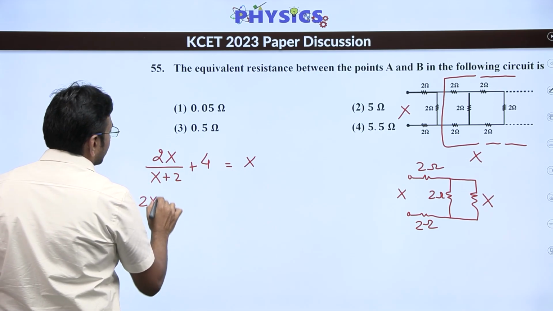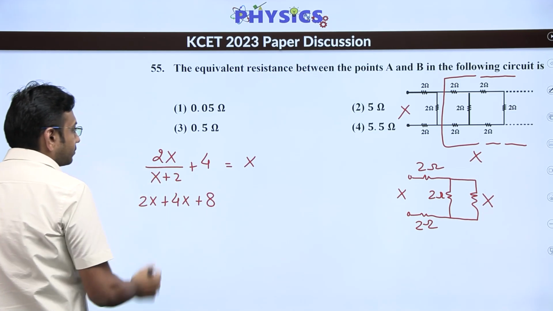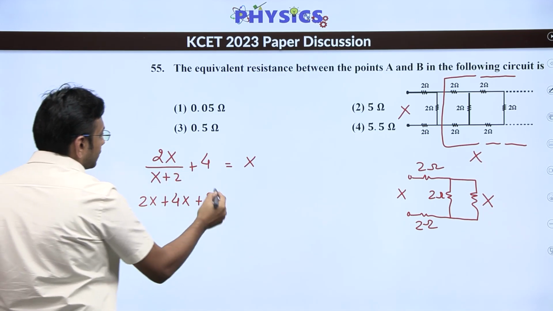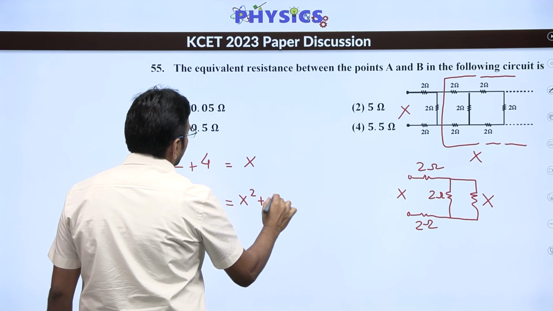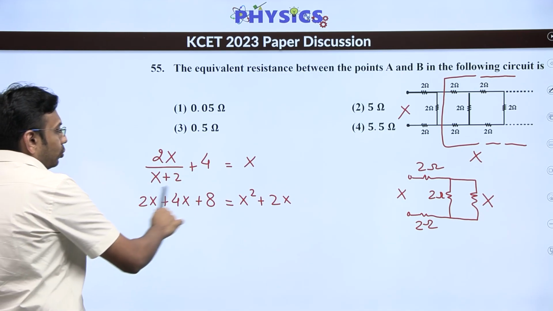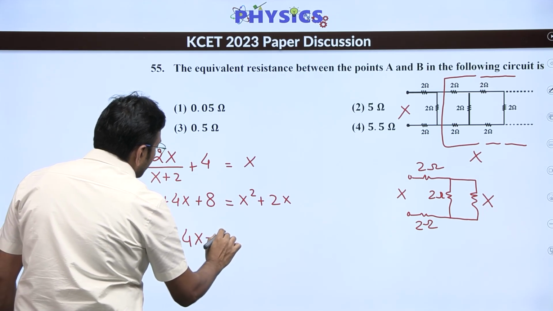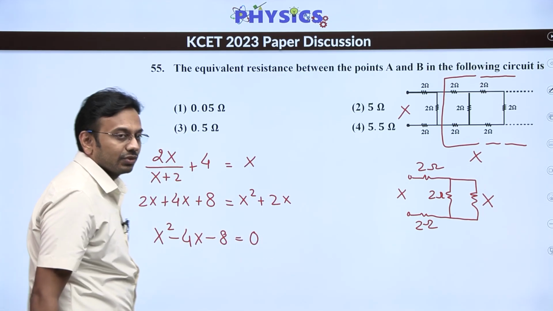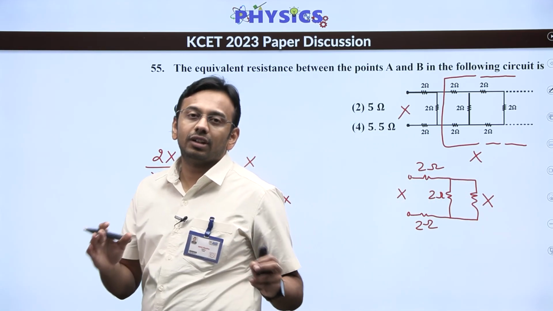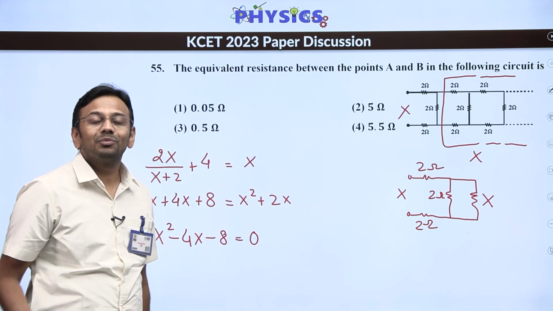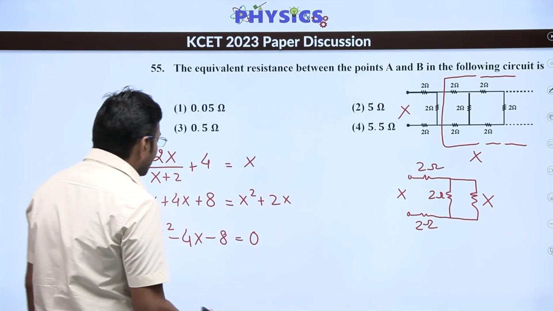So we'll get 2X plus 4X plus 8. I have taken LCM here. So 2X plus 4X plus 8 is equal to, this term multiplied on the RHS, X square plus 2X. 2X will cancel. What we will be left with is X square minus 4X minus 8 is equal to 0. This is a simple quadratic equation for which we will not be able to get the roots directly by splitting the middle term. We will have to apply the quadratic formula. So let's apply it and see what we get.